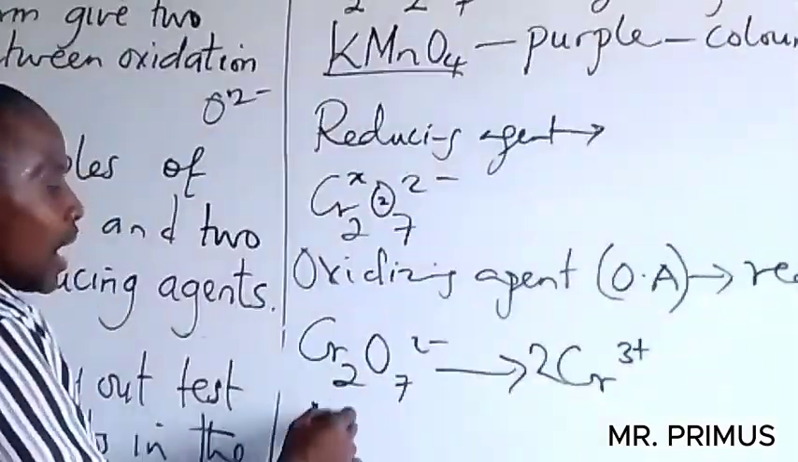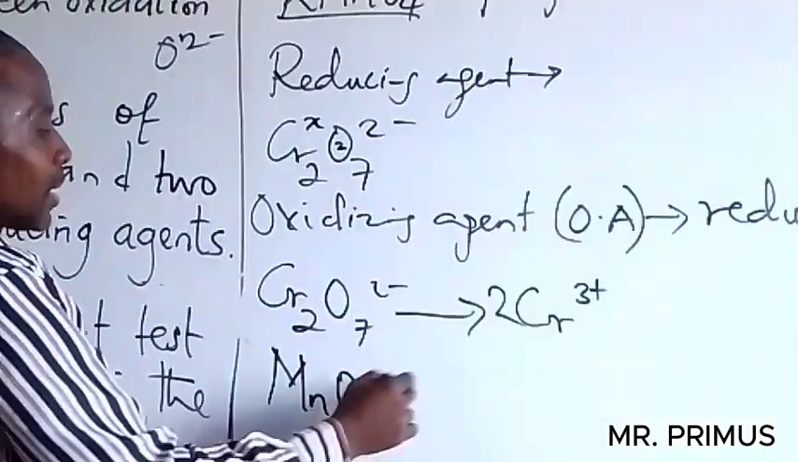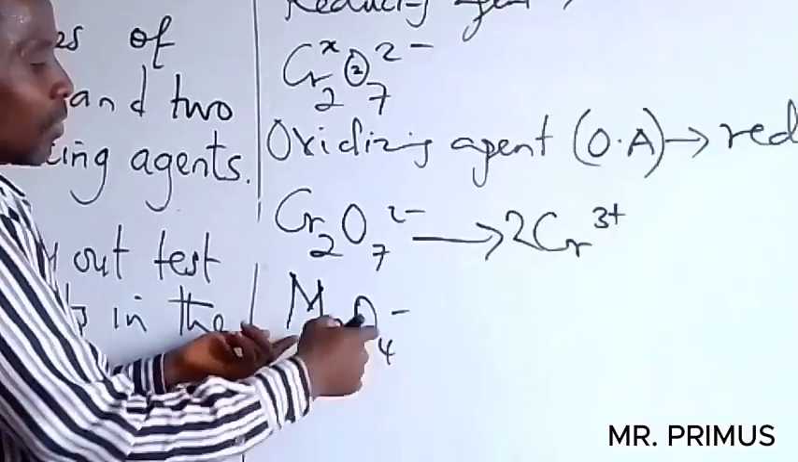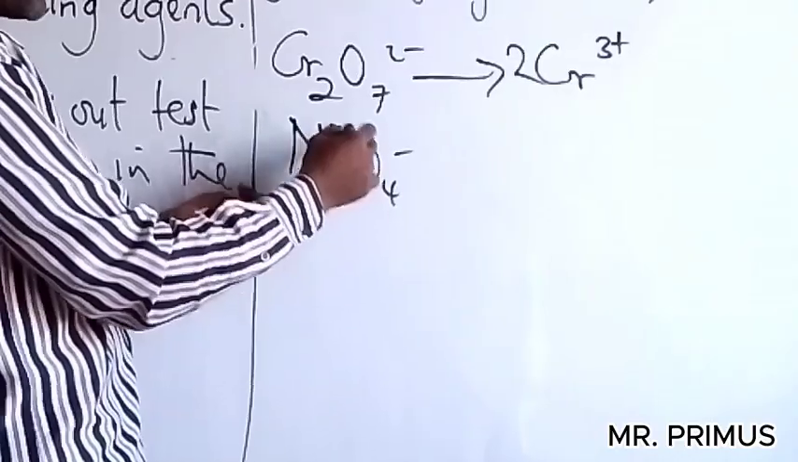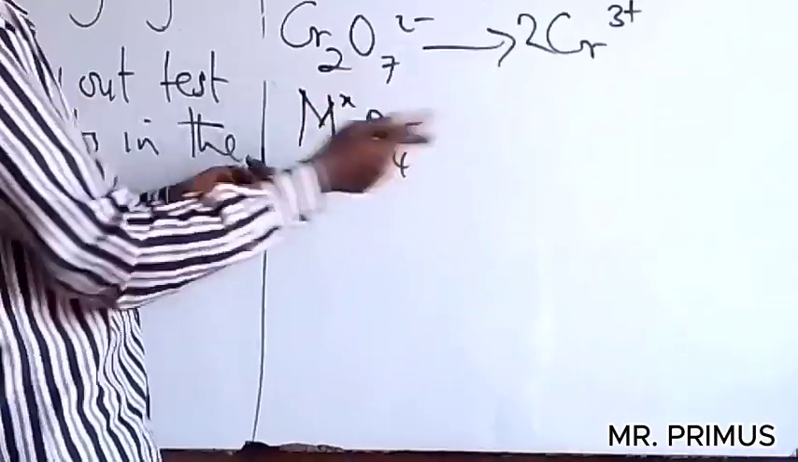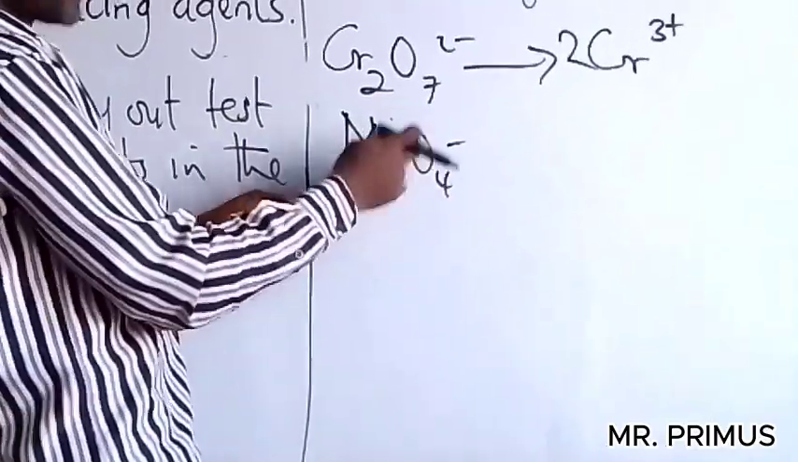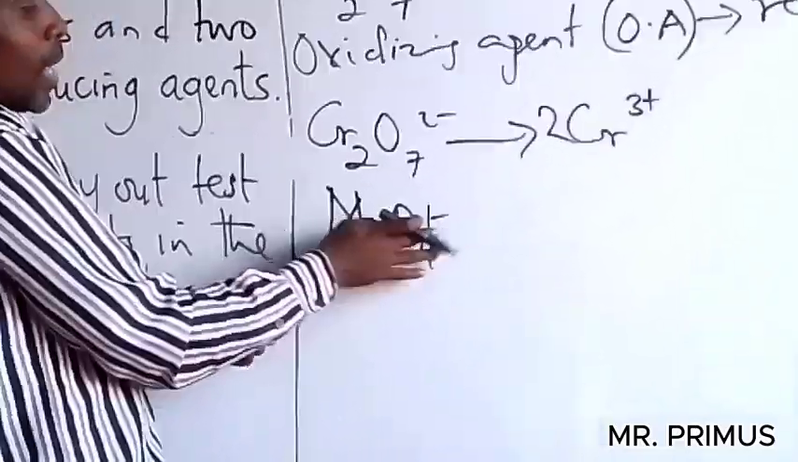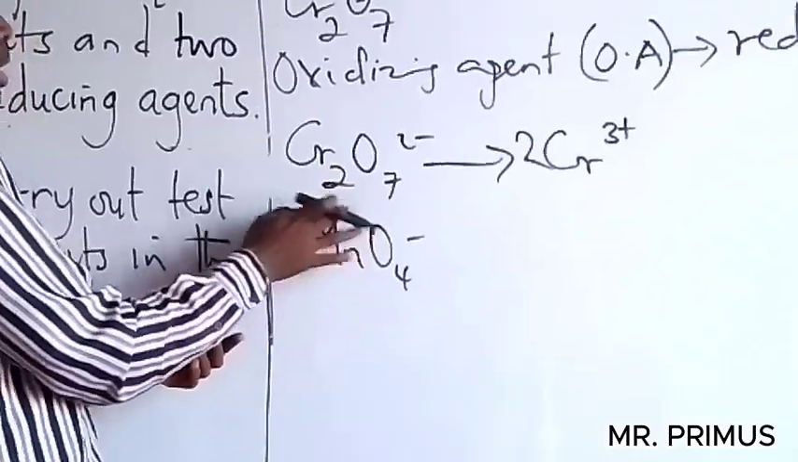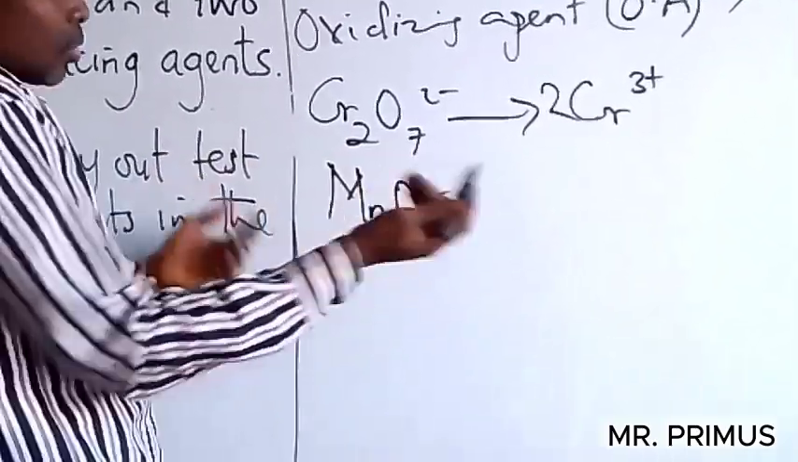So this is tetraoxomanganate 7. Like we solved that one, we don't know manganese. 4 times 2, 8. 8 minus 1, 7. Very simple, the shortest way. 4 times 2, 8. This is minus 1. 8 minus 1 is 7 here. So that is the shortest form as I do teach students.